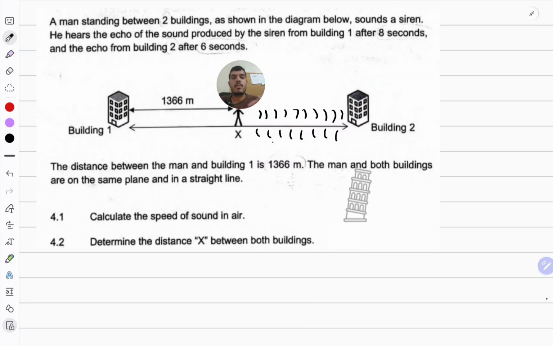You can think of an empty wall. When you scream, you hear a sound, and then after a few seconds, you hear the sound for the second time. These are examples of echoes.